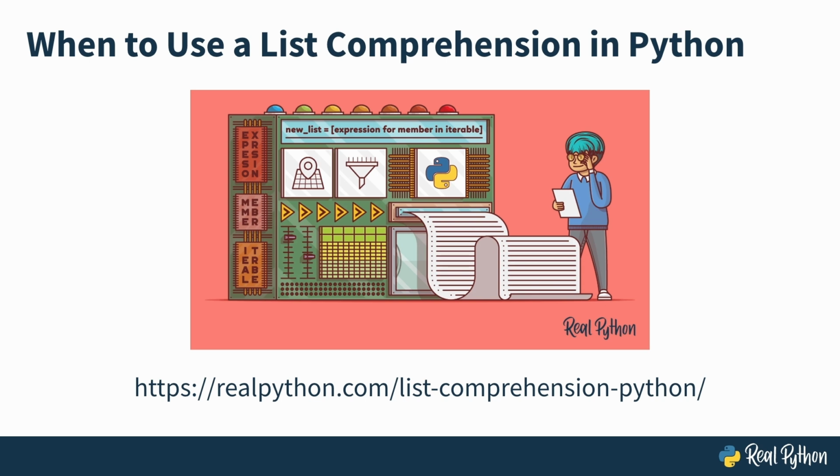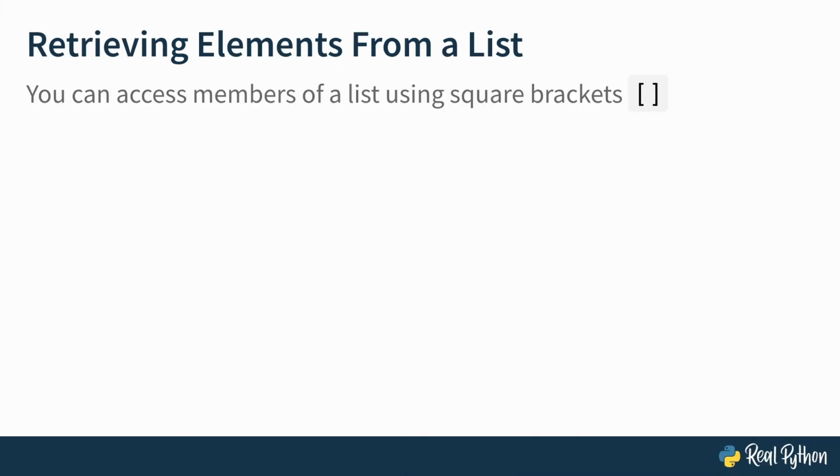Now you know about creating lists. Next up, actually accessing the elements inside them. One of the benefits of lists is that due to their sequential structure, retrieving items by index is a highly efficient operation. So to access elements from an existing list, you can use a pair of square brackets.